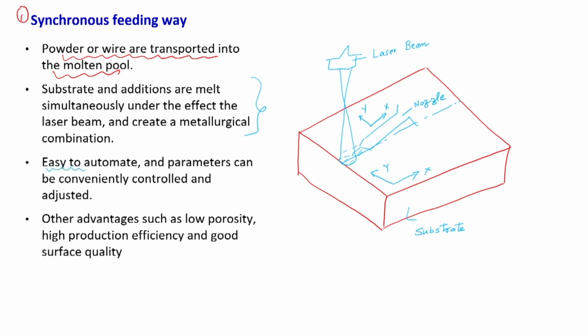This kind of movement can now easily be done by using CNC based controllers. Another advantage of this synchronous feeding is that since we are controlling the movement by using electronics, we can have smooth, efficient deposition, and that leads to low porosity, high production efficiency and good surface quality.